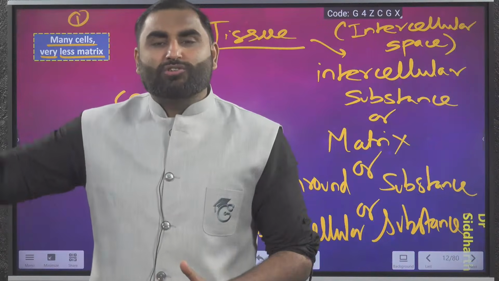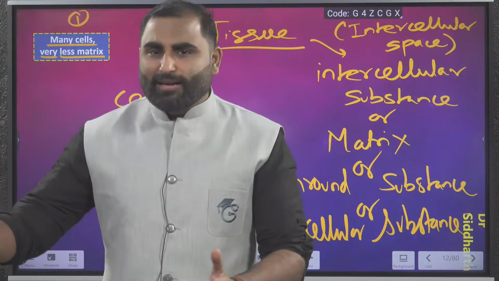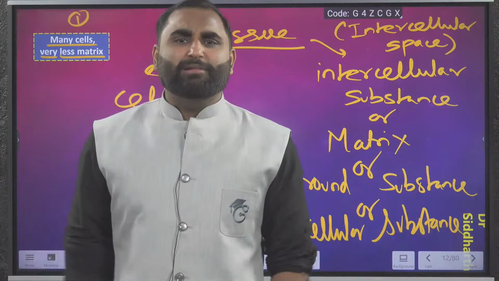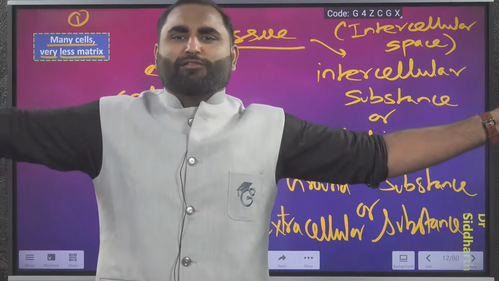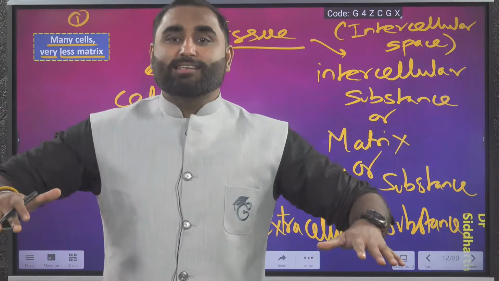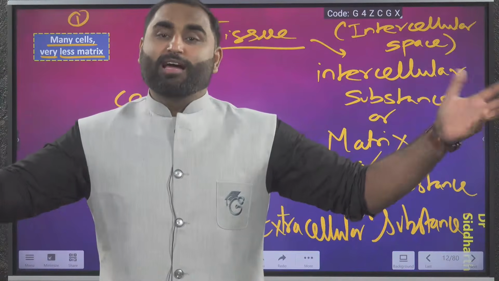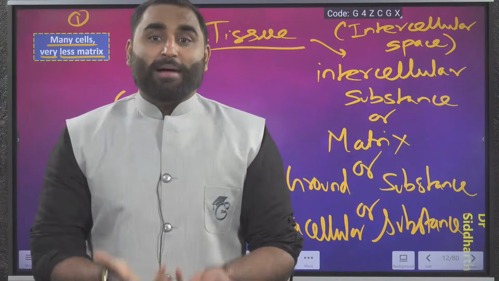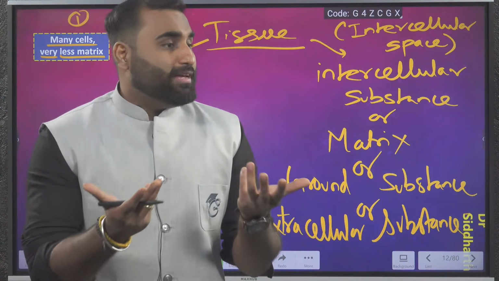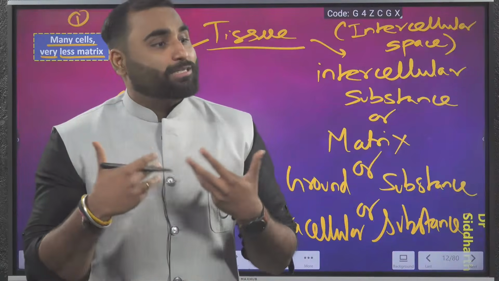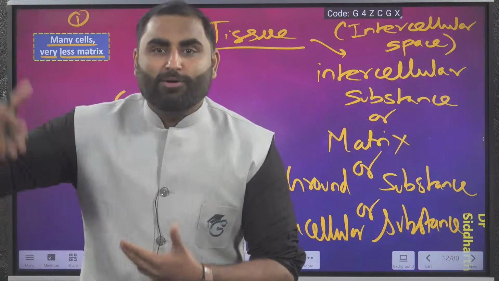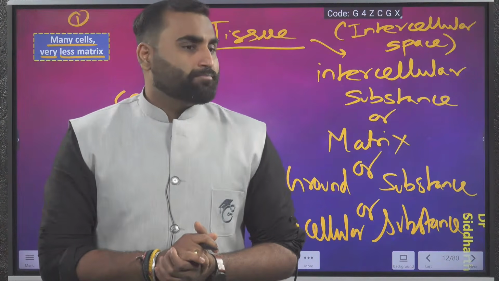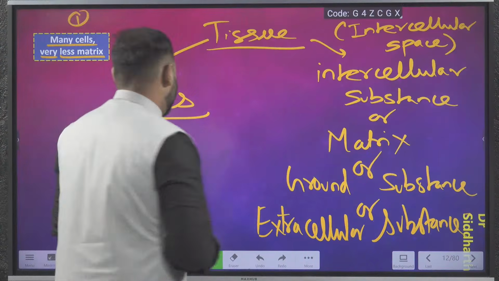Now you go to Australia, you go to Switzerland, you enter the government bus, and the seats are empty, anywhere you want to sit, a lot of space is there. Cells are less, intercellular space is more. If intercellular space is more, matrix will be more. Are we clear with this? Then it will become connective tissue. Clear? Chaliye, that's all.